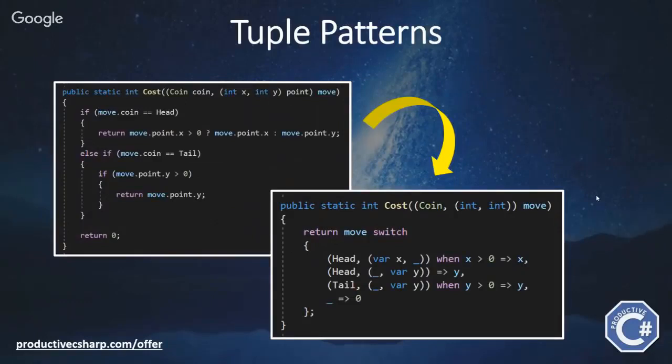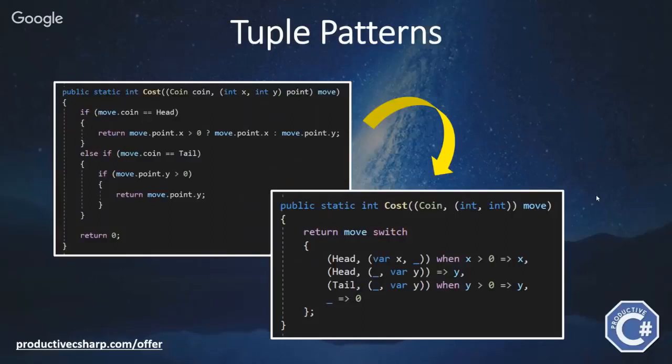You can say if the move is head and then capture the variable x, and I don't care about y, if x is greater than 0, return x. That means that if my move is a head and x is greater than 0, return x. If the move is a head, just return y. Otherwise, if it's tail and y is greater than 0, return y. So you can really read that as you might a mathematical expression.